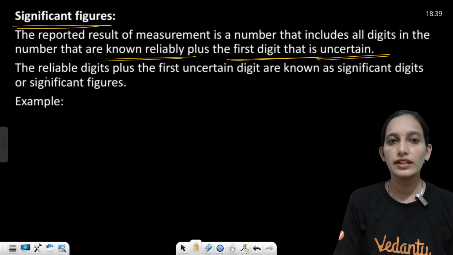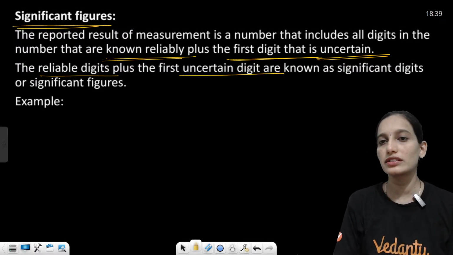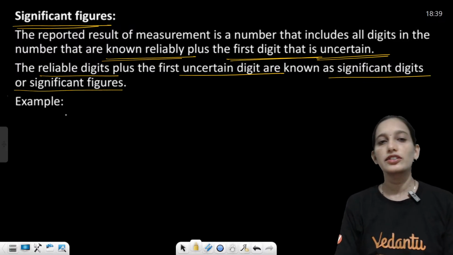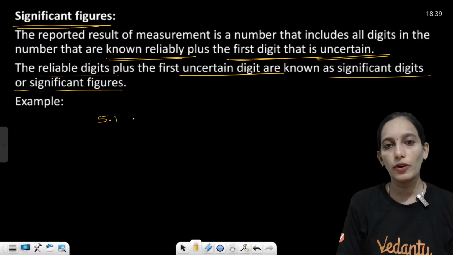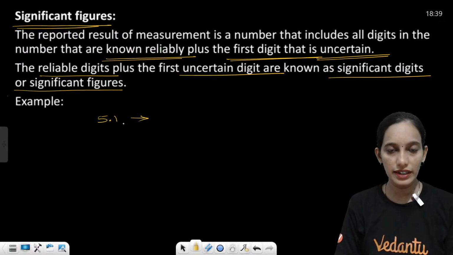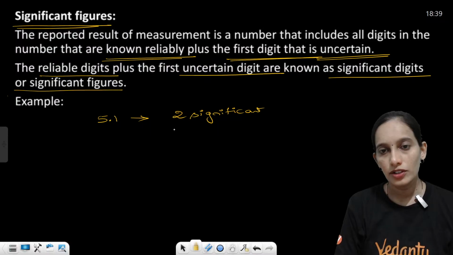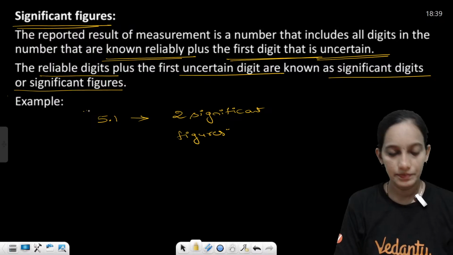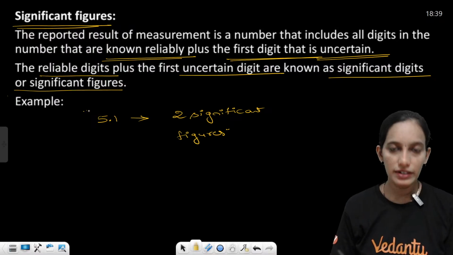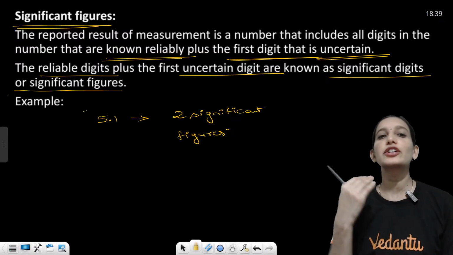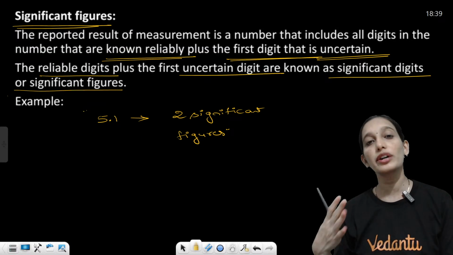So the reliable digits plus the first uncertain digit are known as significant figures or significant digits. If I say 5.1, how many significant figures are there? 2 significant figures. Is that clear? This is how you will write down the significant figures. It is all related to your measurement, how you do measurement and how to express the result.